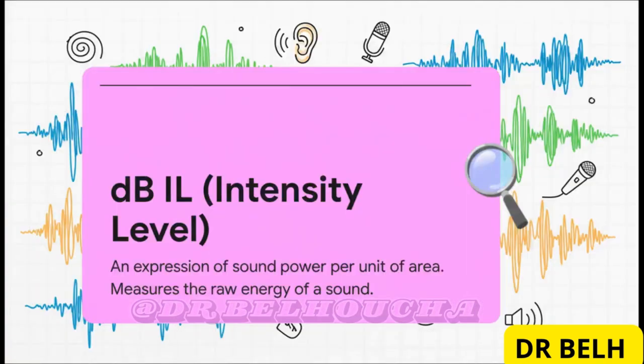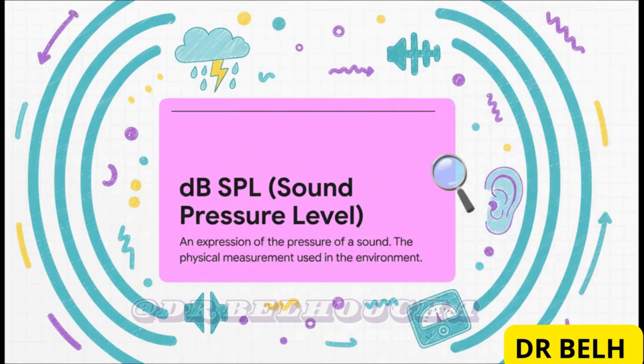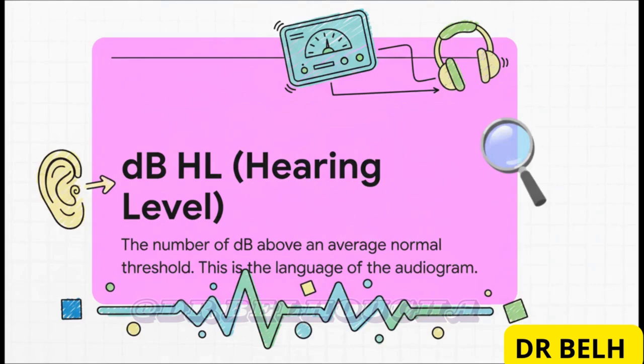First up, dB IL, or intensity level. This one is pure physics. It's all about raw power, measuring the amount of sound energy hitting a certain area. Think of it as measuring the brute force of the sound wave itself. Next, we have dB SPL, or sound pressure level. Now, this is what you measure out in the real world. It's the physical pressure that sound waves create in the air. That sound level meter measuring noise in a factory or at a concert, yeah, it's reading in dB SPL. And now we step into the clinic. dB HL, or hearing level, is the language of the audiogram.